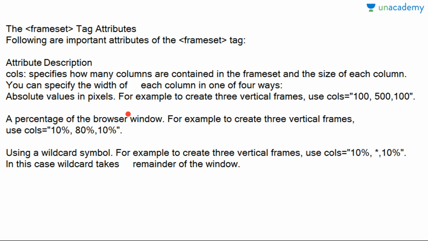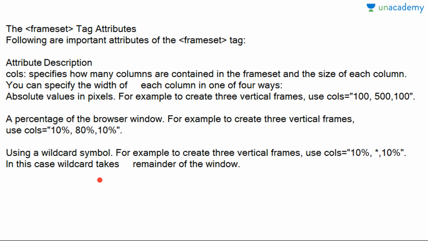Absolute values that I told you, like in pixels, like 100, 500, 100. These are defined in pixels. Or in percentage, meaning the percentage value. We count a total of 100%, so we describe it as 10%, 80%, 10%. So it contains a total of 100%.